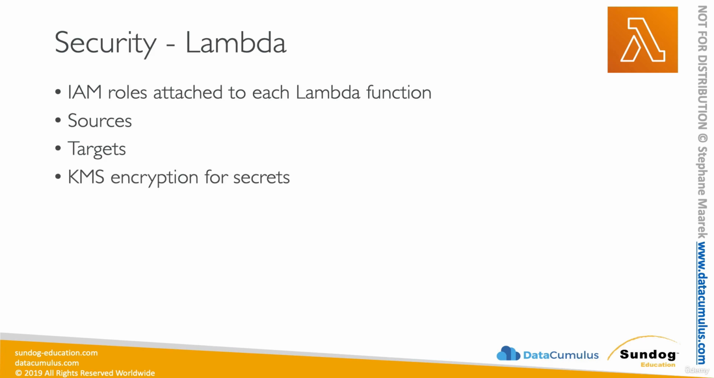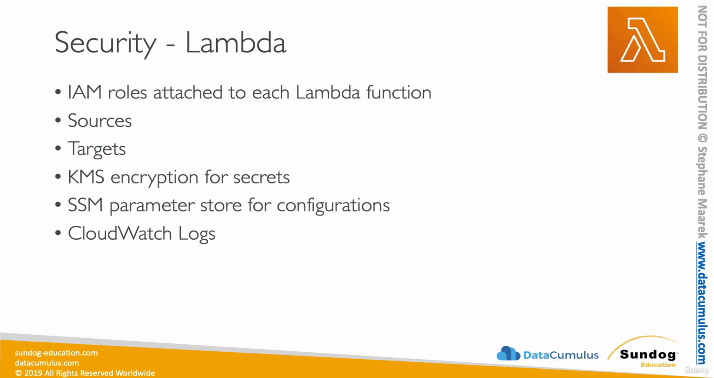Lambda has integration with KMS for encryption for secrets. So for example, if you want to pass a secret to your Lambda function, you could use KMS encrypted variables and run the decrypt function within your AWS Lambda function, provided it has the right IAM roles. You could also use the SSM parameter store to store configurations in your AWS Lambda function and even encrypt the secrets within SSM with KMS. It has integration with CloudWatch logs. Again, make sure that the IAM role is correct.